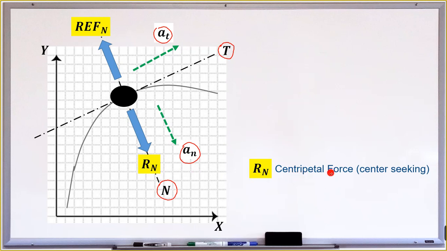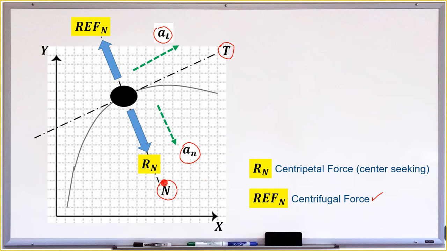So when we say centripetal, it's confusing because we have centripetal and we also have centrifugal. When we say centripetal force, that is center seeking force. So its direction is towards the center of curvature or towards the center of rotation. Whereas the centrifugal force is the reverse effective force that counteracts the centripetal force, and both forces are equal in magnitude. So REFN and Rn are equal. Okay, so don't get confused.